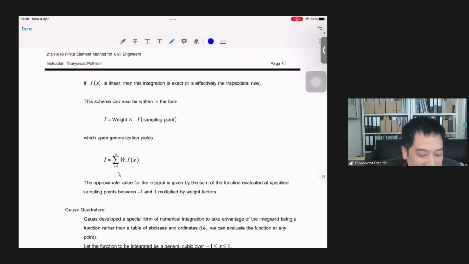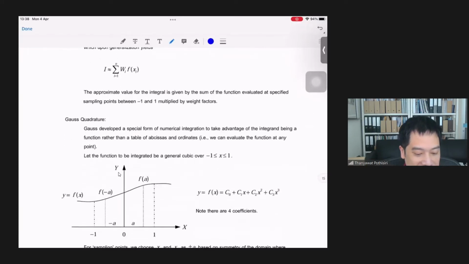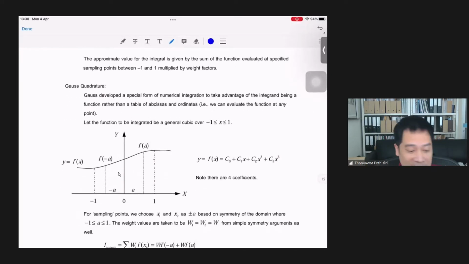So based on this concept, right, we're gonna try to find the sampling points which would give us a close approximation of the exact integral. Okay. Now, in doing so, you need to know how your original function looks like. Okay.